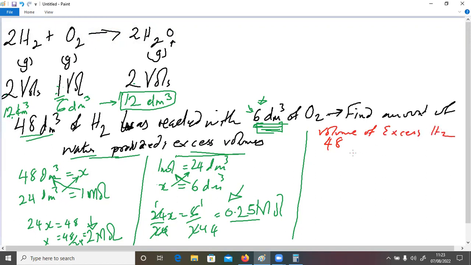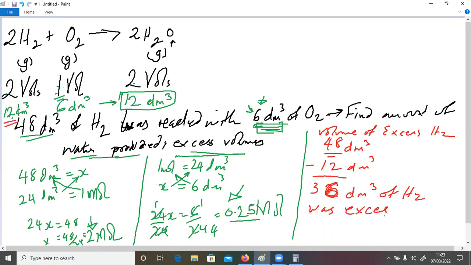H2. We pushed in 48 dm cubed, right? We used 12 dm cubed of hydrogen gas. So the difference is 36 dm cubed of hydrogen that was left, or was excess. It did not react.